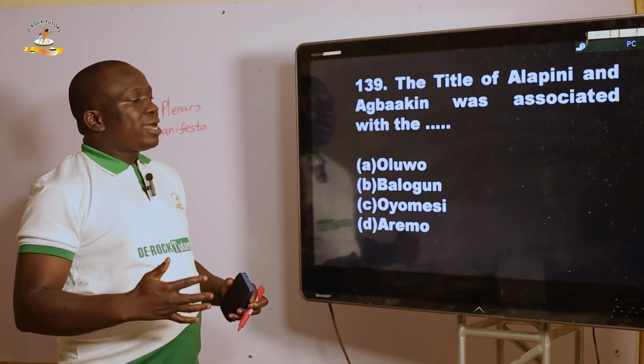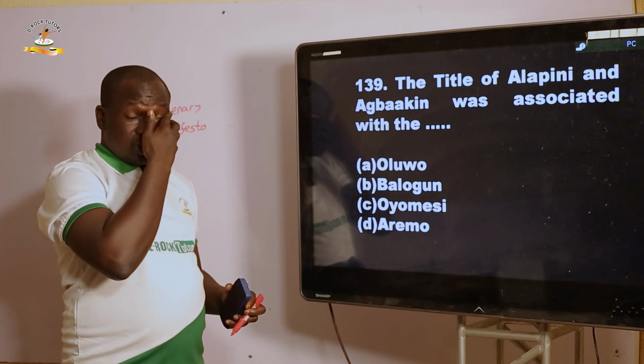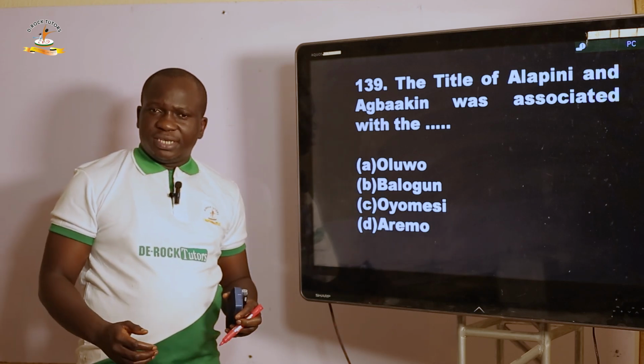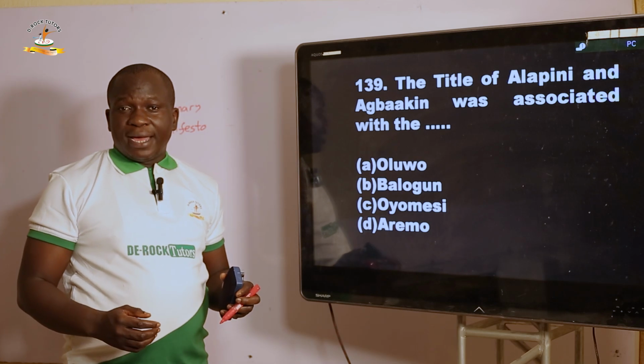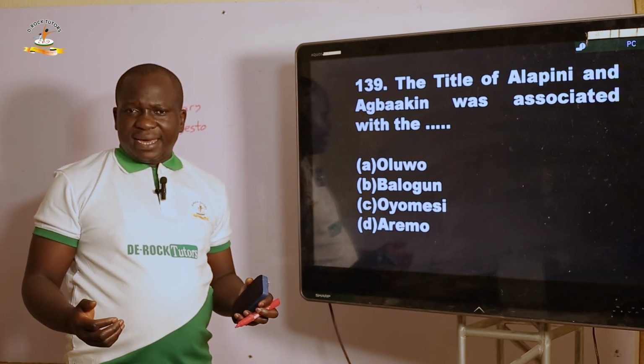The title of Alakmini and Adake was associated with the dash. That was the Oyo Mesi, the legislature under the Oyo Empire. The Oyo Mesi were known as the kingmakers.